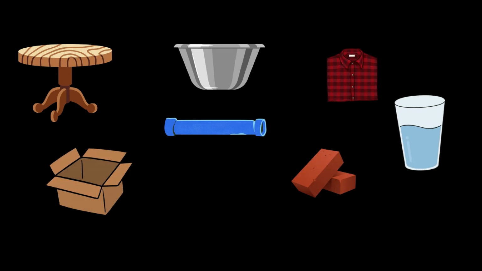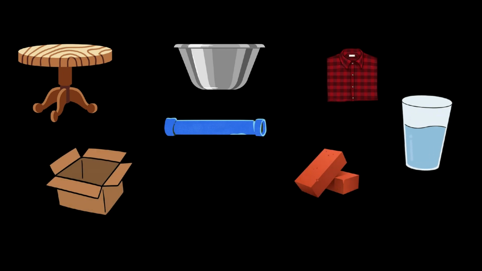Let's see what objects there are around us and their materials. We can see a table, bowl, a shirt, pipe, box, bricks, and glass. These things are made up of different materials.